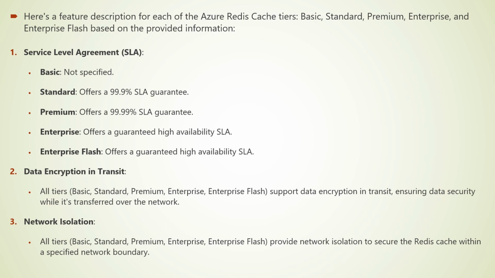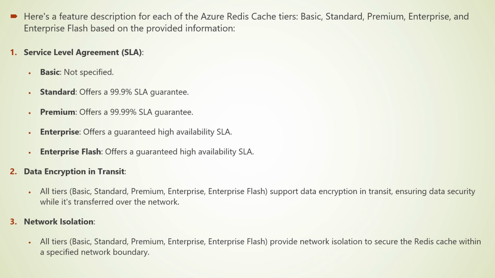Data encryption in transit. All tiers Basic, Standard, Premium, Enterprise, Enterprise Flash support data encryption in transit, ensuring data security while it's transferred over the network. Network isolation. All tiers Basic, Standard, Premium, Enterprise, Enterprise Flash provide network isolation to secure the Redis cache within a specified network boundary.